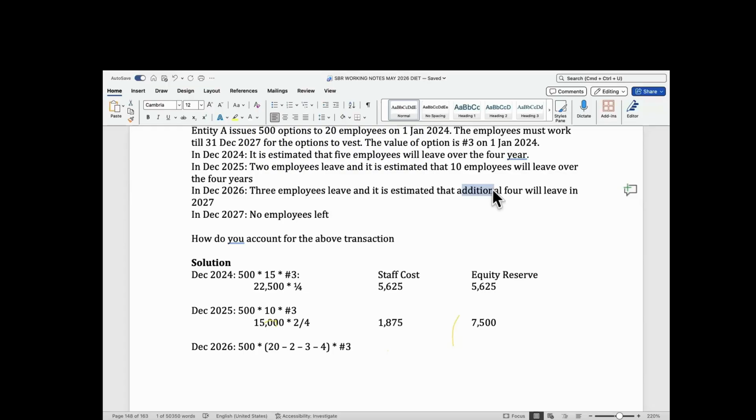So it depends on each year, the estimate, how the examiner gives you the estimate. So for that reason, I said, okay, I have a total of 20. I know that estimates of 4 will leave next year. So I need to then consider how many have actually left before. Nobody left in 2024, 2 left in 2025, 3 left in 2026, and 4 is estimated to leave next year.